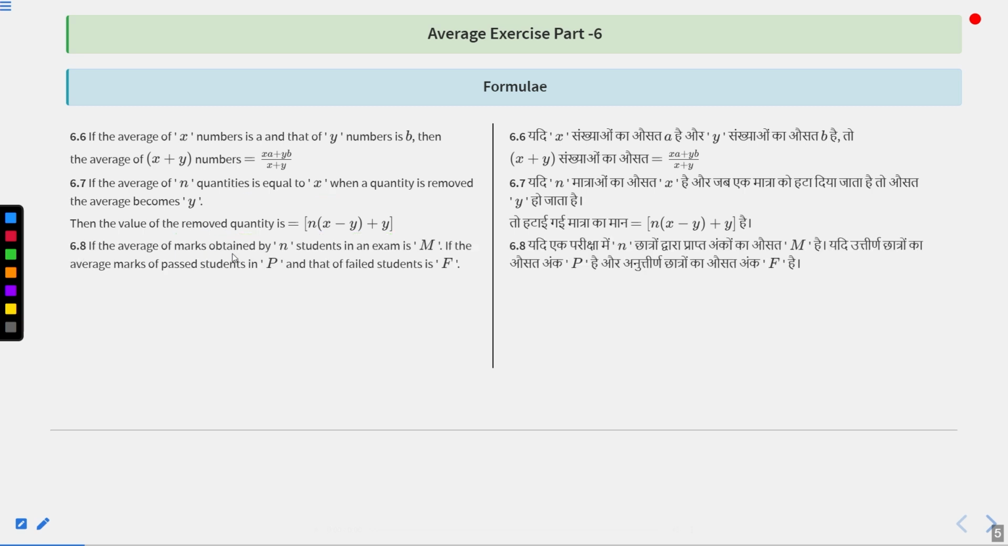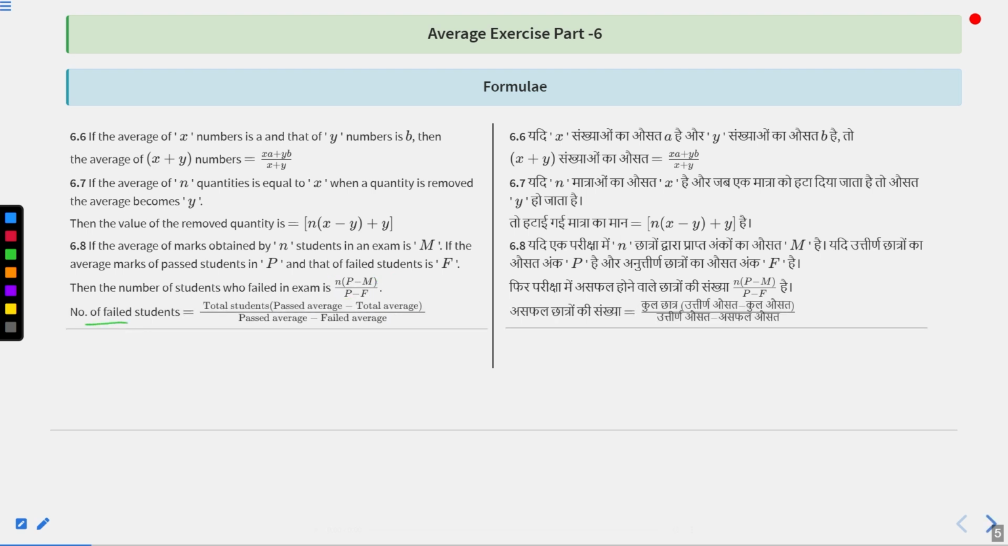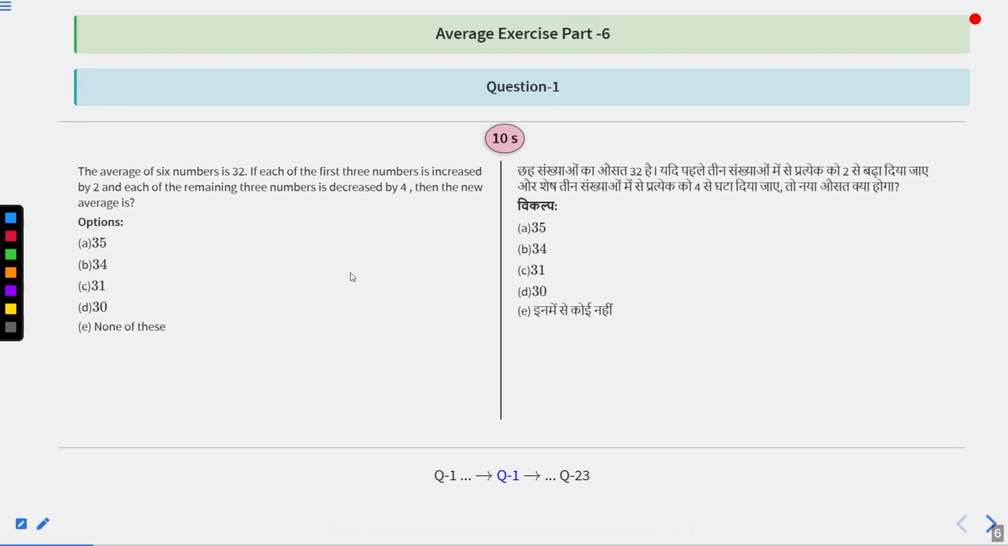If the average marks obtained by students in an exam is m, the average marks of passed students is p and of failed students is f, then the number of students who failed in the exam is n into (p minus m) upon (p minus f). Here n is the total number of students, p is the passed students' average, m is the total average and f is the failed students' average. Clear? So the number of failed students is the total students multiplied by passed average minus total average upon passed average minus failed average. Now see some questions.